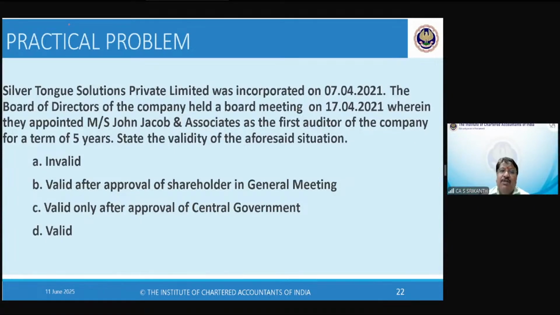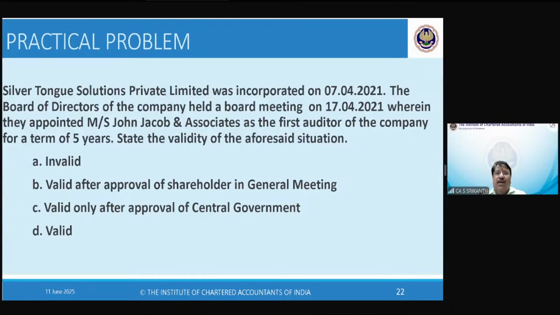Correct. Ms. P has given the answer like this: invalid, as the first auditor holds position till the conclusion of the first AGM at which he may be reappointed. Don't even write that. Why are you giving all that about reappointment? He will hold office only till the conclusion of the AGM. Okay. Got it.